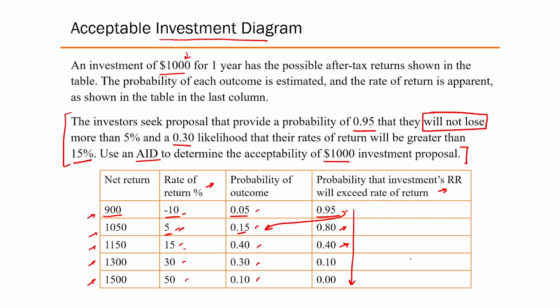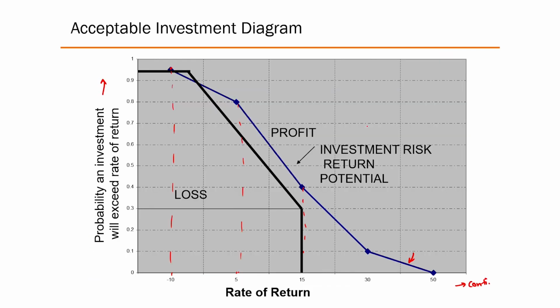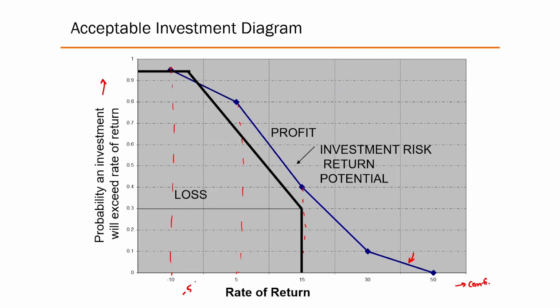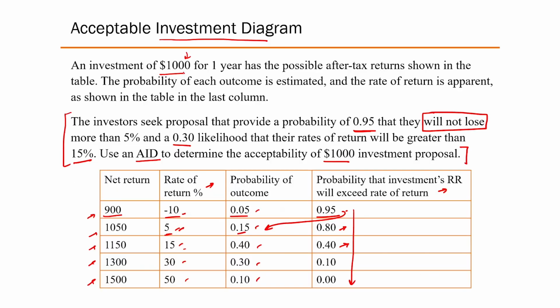Now you have two more conditions. One is you want a profile that there is at least a 95% probability that you will not lose more than 5%. So on the same graph, you locate the 5% and 95. You will not lose more than 5%. So this is basically somewhere minus 5% you are looking for. That is the point which is of interest to you, right? And then the 30% likelihood that the rate of return will be greater than 15%.